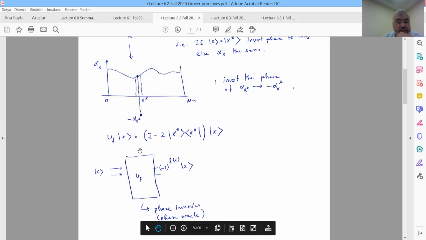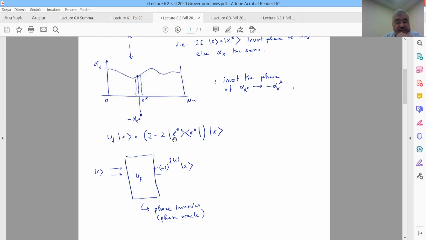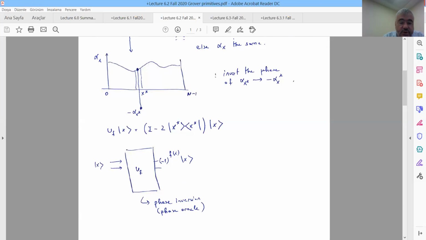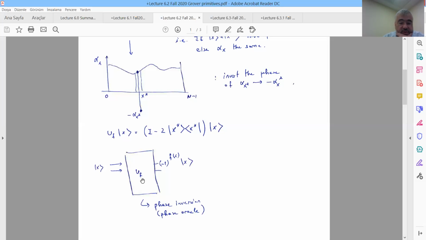In operator form, we can represent this. We are going to prove formally that this operator does what we said. It's actually not very difficult to see, but we'll show that this unitary operator does phase inversion: if we apply it to the solution, ket x star, it inverts the phase to minus alpha sub x star. This corresponds to a phase oracle, the phase oracle we have been discussing.